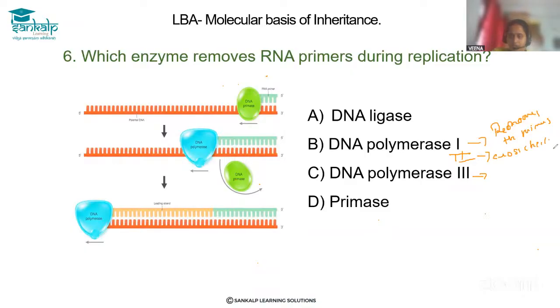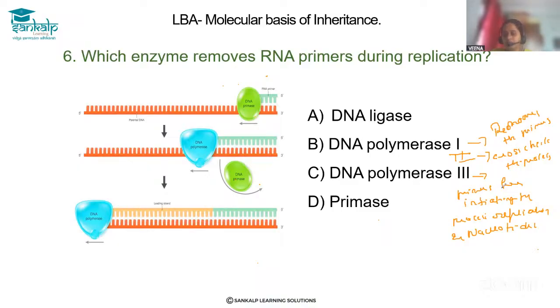DNA polymerase 2 cross checks the process. And DNA polymerase 3 adds the primers for initiating the process of replication, and it also adds complementary nucleotides. So these three enzymes are involved in the process. I have told you the functions also now, right? So just read the question now.